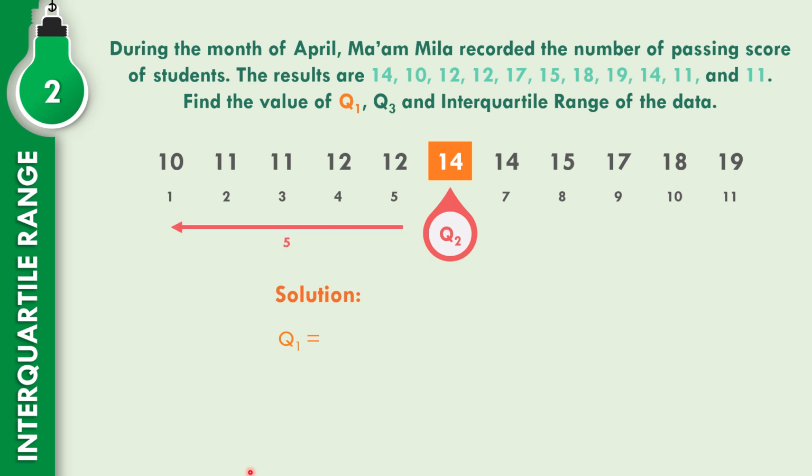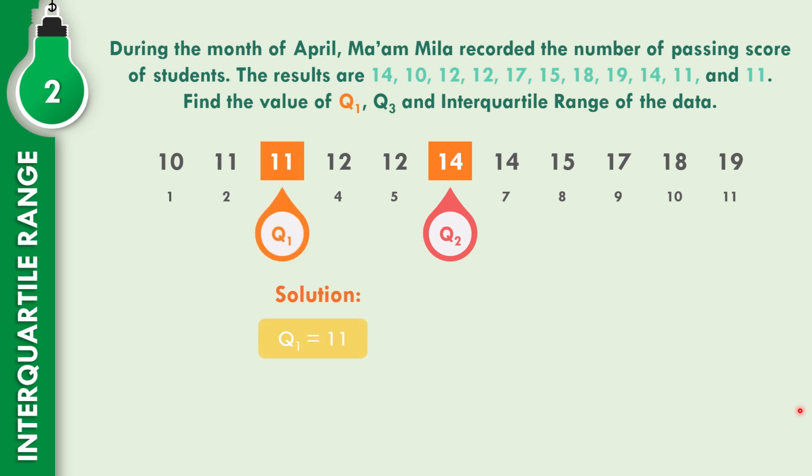So this is the lower half and the upper half. If we count, this is 1, 2, 3, 4, 5. Let us find the middle, and then we will find out the quartile 1. So the middle is 11. So the quartile 1 is equal to 11.